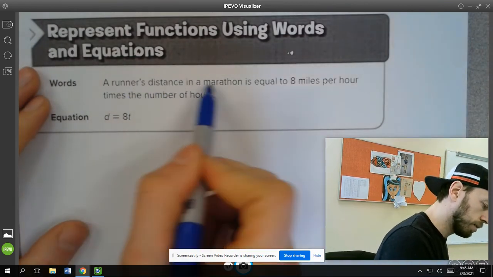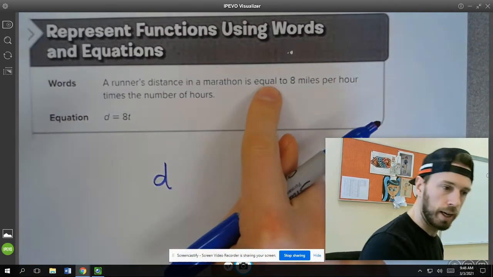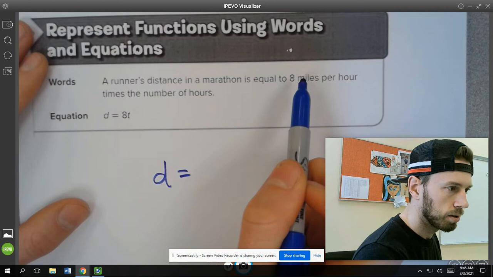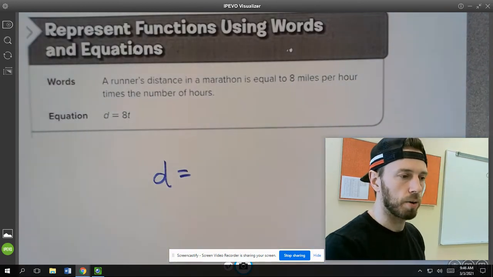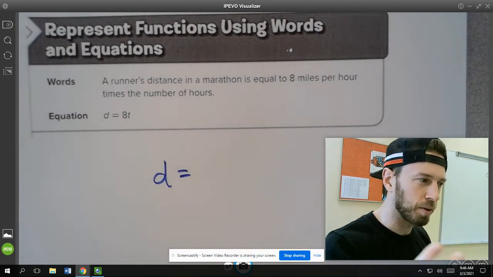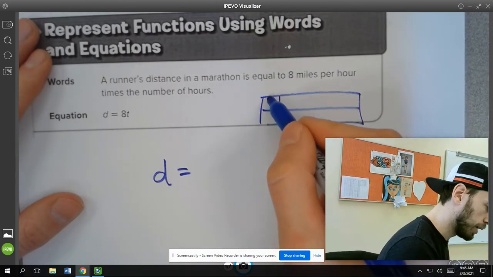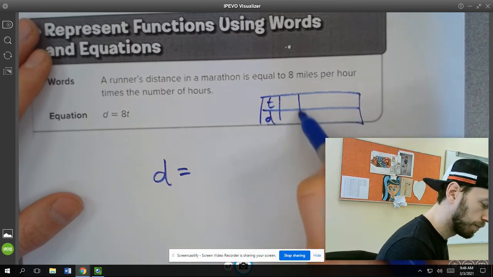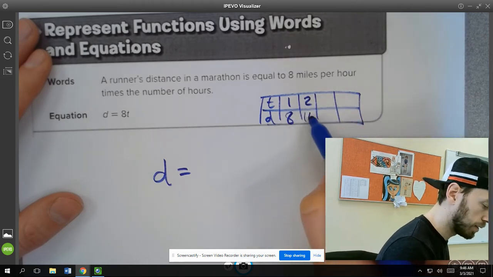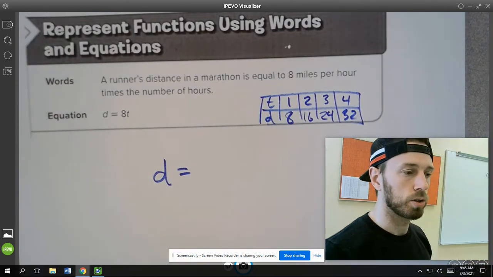It says that the runner's distance, right, d, which we don't know what his distance is in the marathon, is equal to, that's a dead giveaway, that's an equal sign. So his distance is equal to 8 miles times the number of hours, right? So you're using 8 miles per hour. So 8 miles in 1 hour, 16 miles in 2 hours, 24 miles in 3 hours. You could imagine the table might look something like this for the time and distance. If he goes for 1 hour, that's 8 miles. If he goes for 2 hours, that's 16. 3 hours, that's 24. 4 hours is 32, right? And so on and so forth, right?